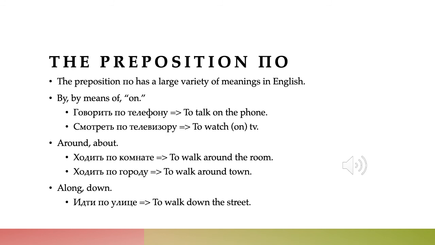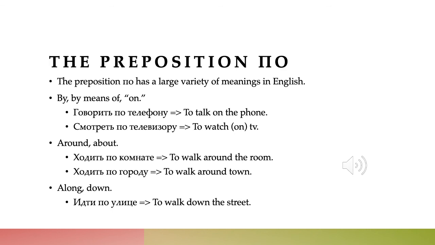It also indicates motion around or about, normally with the verb ходить. So ходить по комнате is to walk around the room, to pace the room or to walk in circles around the room. Ходить по городу is to walk around town. And then your textbook also gives an example of ходить по магазинам, to go around the shops or walk around the shops, which means to go visit different shops.